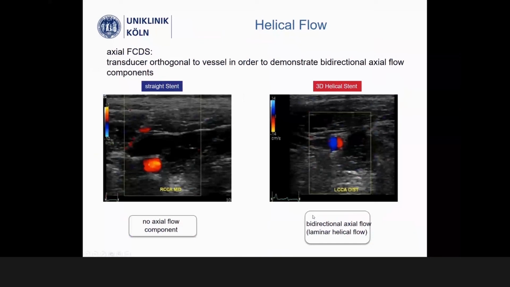So which other methods are available to actually demonstrate that you have this helical flow induced by the 3D helical stent? One way of demonstrating that is using duplex ultrasound, and in a straight stent you would just have a normal color signal if you look at it in cross-section. However, due to the helix induced by the 3D helical stent, if you look at a cross-section with duplex ultrasound of this artery, you would get this image. Yeah? So on the one side, the flow moves away from the transducer probe. On the other side, it moves towards the transducer probe.